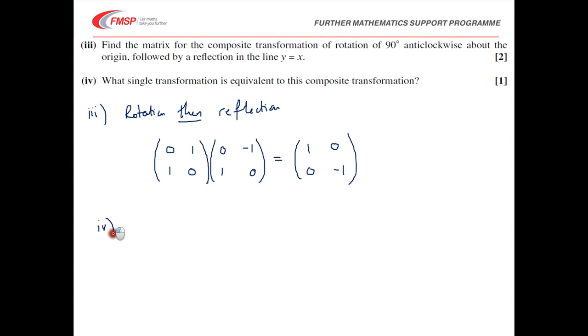And for part 4, I simply need to work out what's happening with that matrix. Well, the point 1, 0 goes to the point 1, 0, so that stays put, and the point 0, 1 goes to the point 0, minus 1, so that is a reflection in the x-axis.